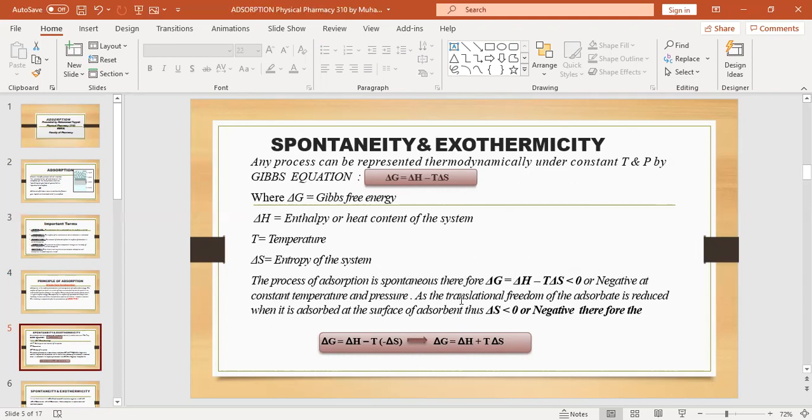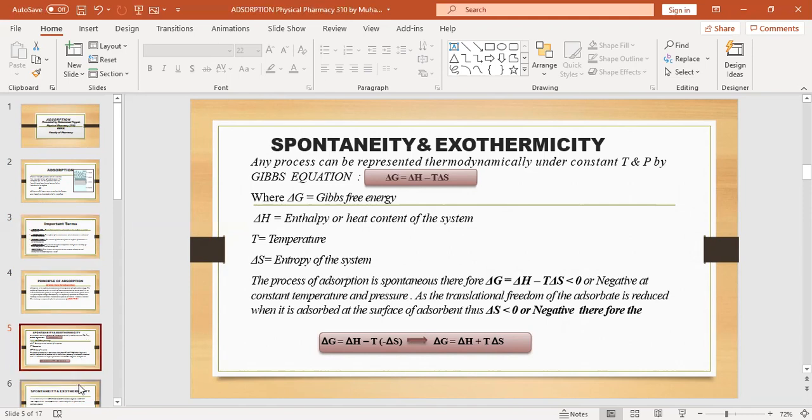As the translational freedom of the adsorbate is reduced when it is adsorbed at the surface of the adsorbent, delta S is also less than 0, or negative. Therefore, the equation becomes delta G is equal to delta H minus T times negative delta S. Negative multiplied with negative results in positive. So the final equation is delta G is equal to delta H plus T delta S. From this equation, we can conclude that the adsorption phenomenon is spontaneous and exothermic.